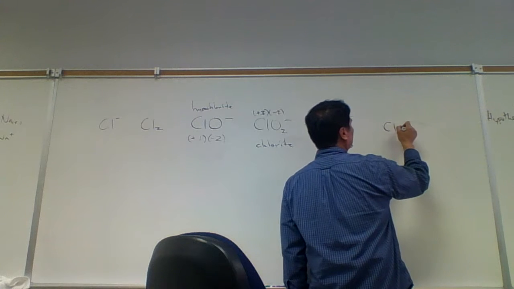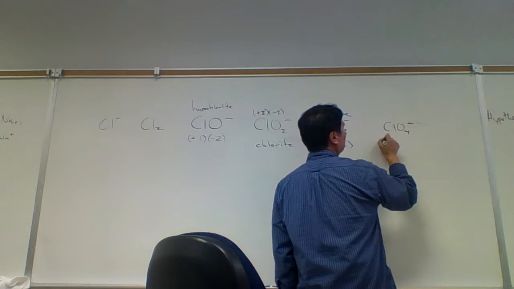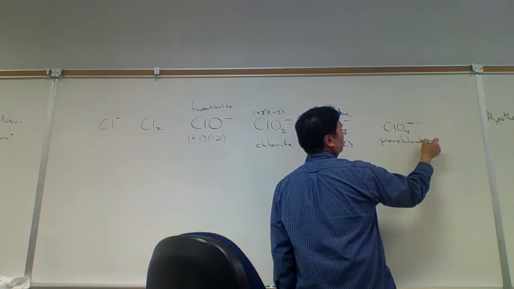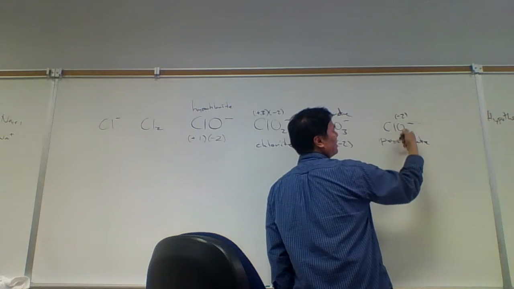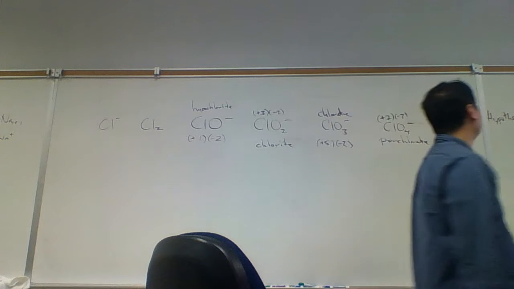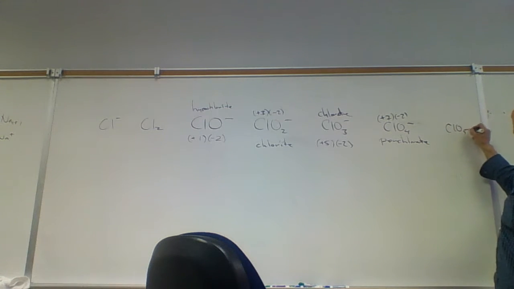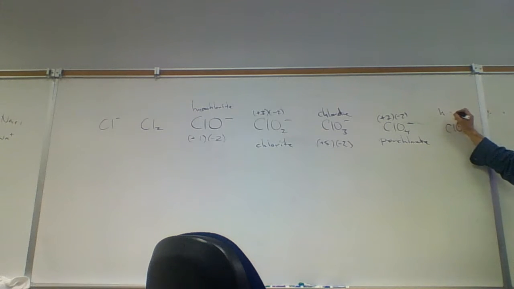And then we'll go here. What's next? Perchlorate. +7. Okay, it's -2, -2 times 4 is -8. -8 plus 7. Plus 7 is correct. And then I'm going to go to ClO5 minus. ClO5 minus must be hyperchlorate.